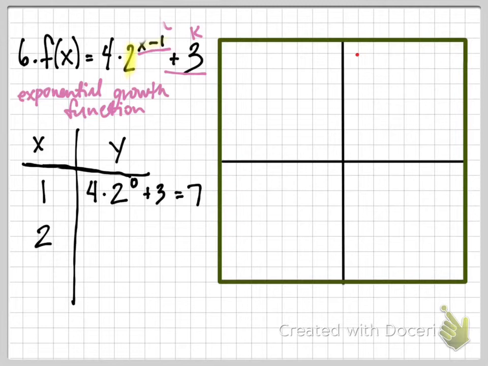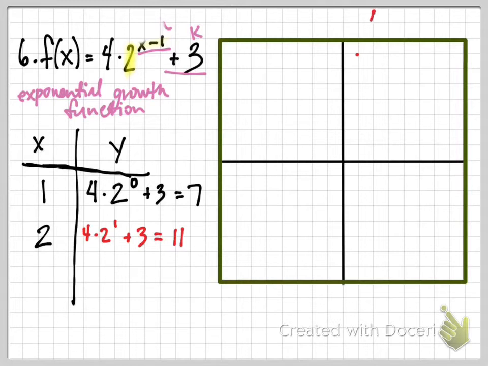For x equals 2, I would get 4 times 2 to the 2 minus 1 plus 3. So that would give me 4 times 2 is 8 plus 3 gives me 11. So plot 2, 11 goes all the way up here. You can barely see it. So you wouldn't really need to test any more points.